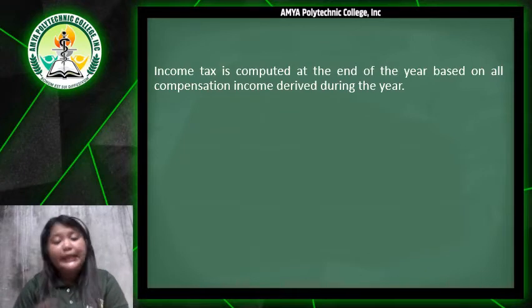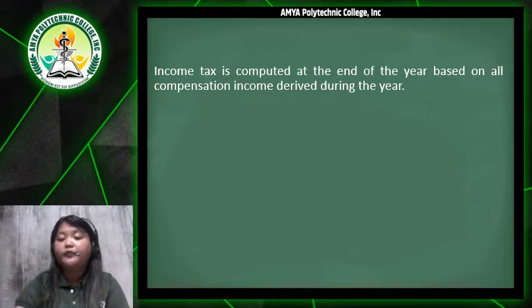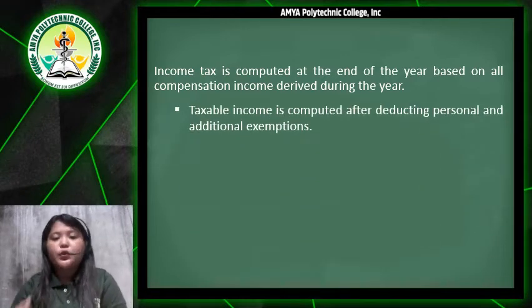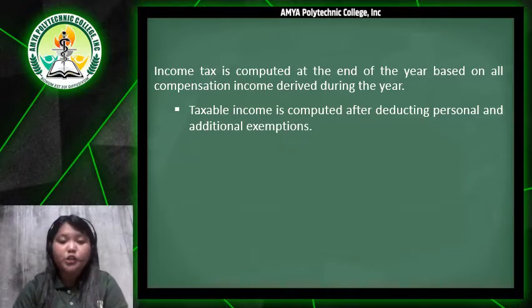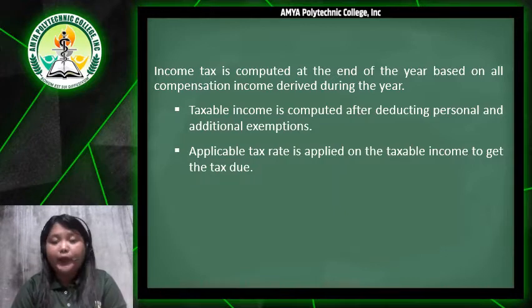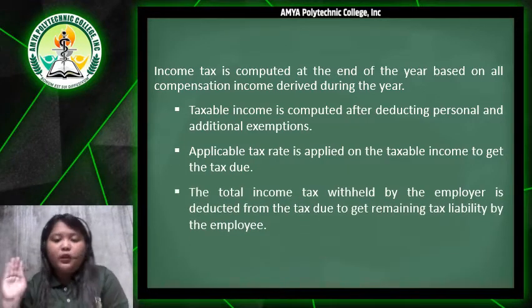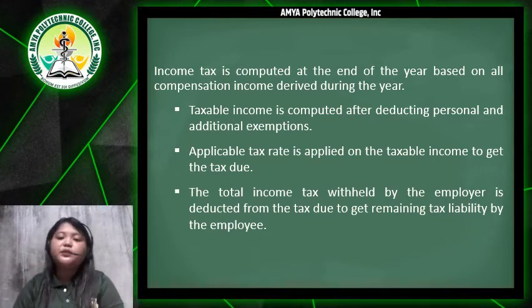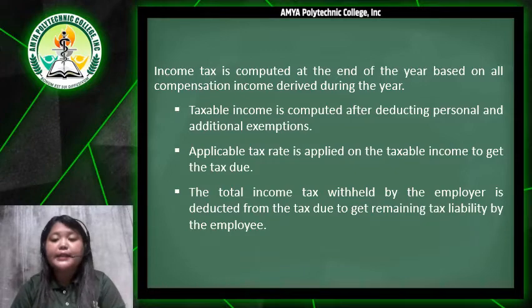Next, so income tax. So it is computed at the end of the year, based on all the compensation income derived during the year. So taxable income is computed after deducting personal and additional exemptions, and an applicable tax rate is applied on the taxable income to get the tax due. The total income tax withheld by the employer is deducted from the tax due to get the remaining tax liability.